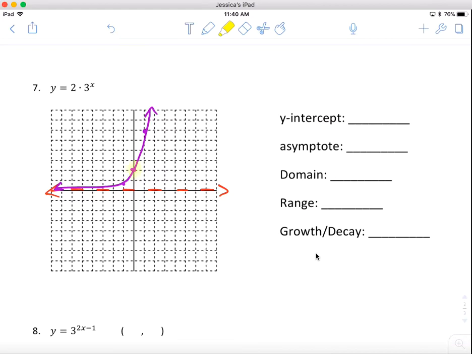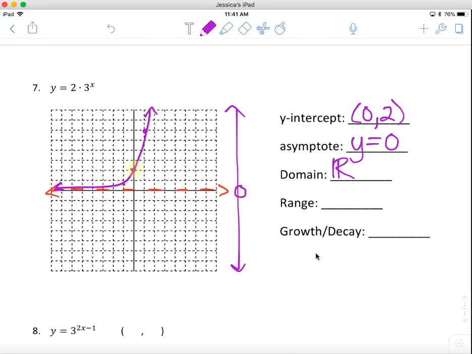All right, the y-intercept should be where it crosses the y-axis, so in this case, 0, 2. Your asymptote is your x-axis because we didn't move up or down at all, so the horizontal line for that would be y equals 0. I move left and right forever, so my domain is all real numbers. And since my asymptote is at 0, I'm starting at 0 and moving up forever. So my range is y is greater than 0. And again, this is a growth problem. It goes up as we move to the right.